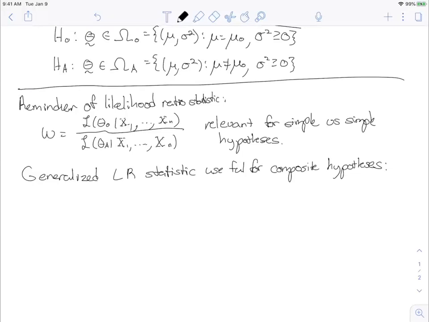And the setup is very similar, but now I want to basically maximize the likelihood subject to the restriction in the numerator that theta is in the set of values consistent with the null hypothesis.